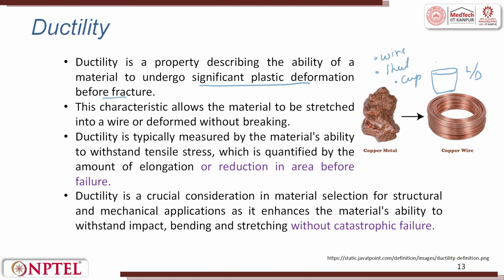For example, you start with a sheet and then bend it to make a hairpin or a gem clip. All these things are made from a metal which has the ductility property. Ductility is a property describing the ability of a material to undergo significant plastic deformation. This characteristic allows the material to be stretched into a wire or deformed without breaking.